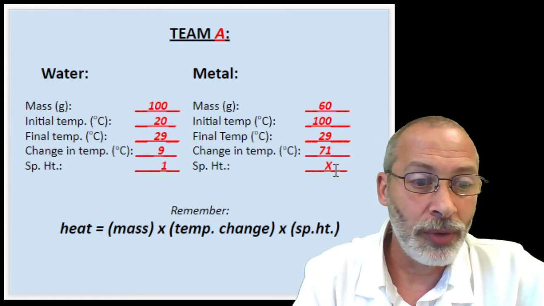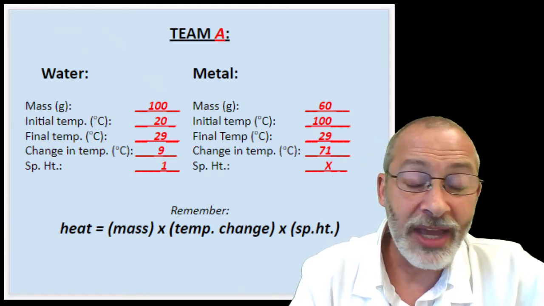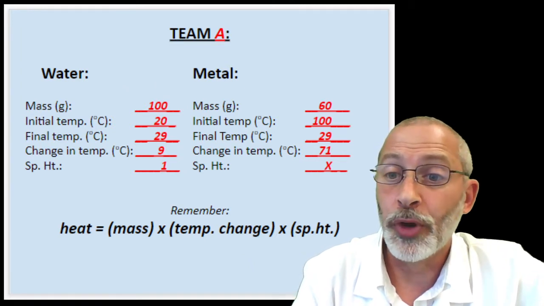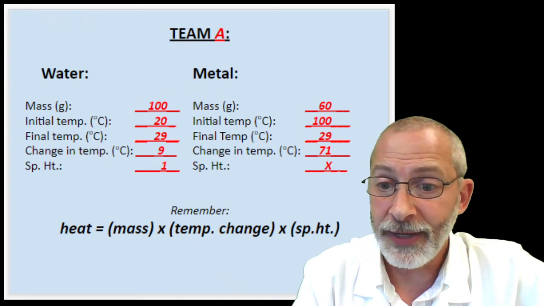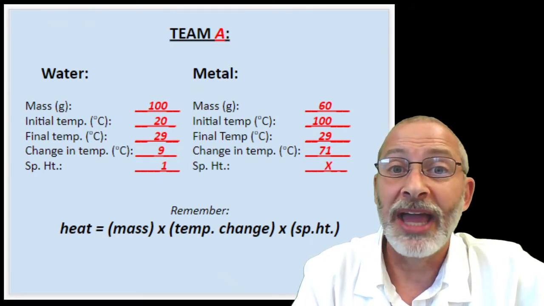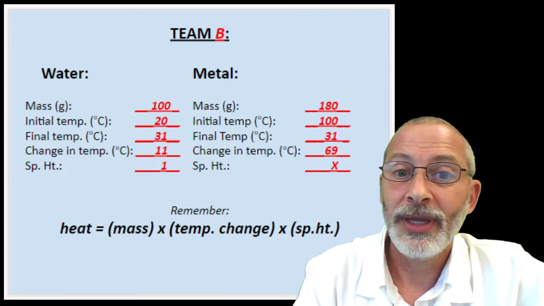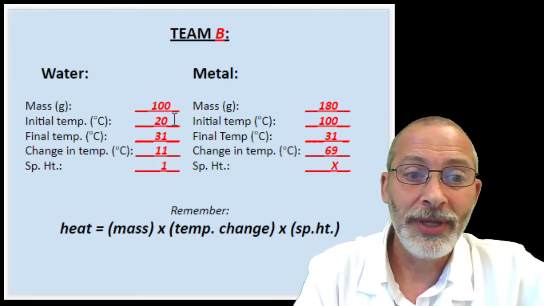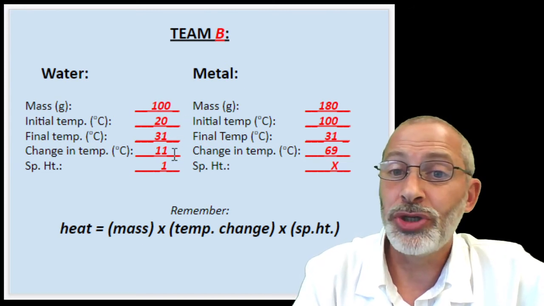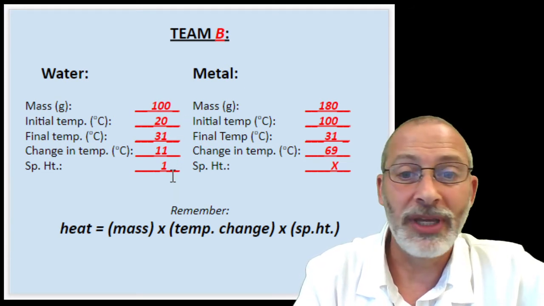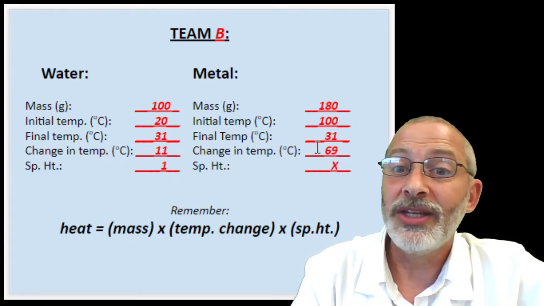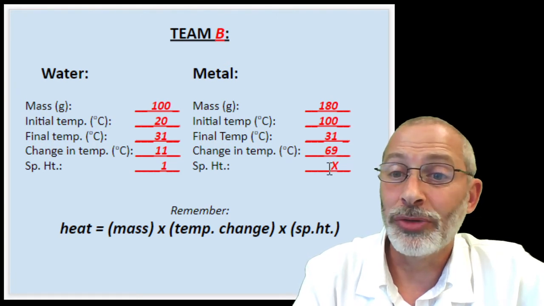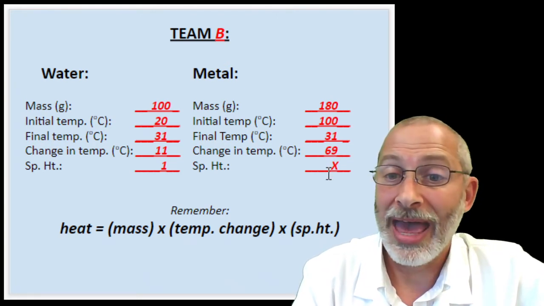That is our unknown. And now, before we get to the calculations, let's go to Team B and see if you got the appropriate numbers. Team B, let's see if you filled in your blanks correctly. Mass, 100 for the water. The change in temperature, you should have gotten 11. Specific heat of water is 1. The change in temperature for the metal, 69 degrees, and also X.